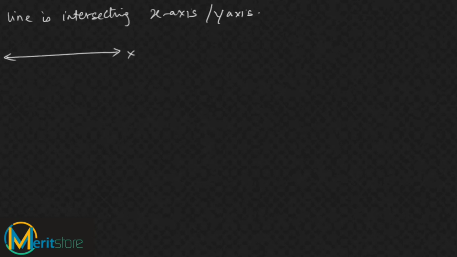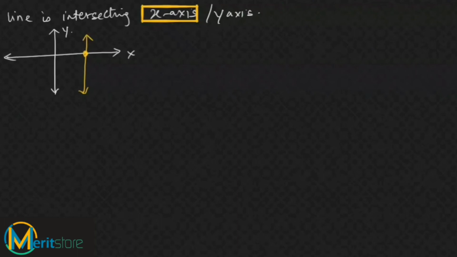This is my x-axis and this is my y-axis. If a line is intersecting the x-axis, so the line would be something like this. This is the point where it's touching the x-axis. Here, let's take this as P. Here, you don't have any y coordinate because it's not touching y. So here the coordinate of P will be x, 0. Some value for x, but y will be 0. So when any line is touching the x-axis, the y coordinate is 0.